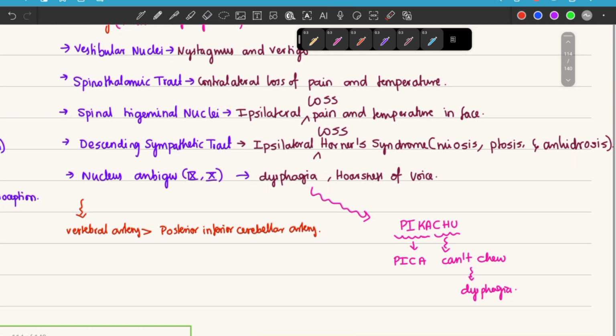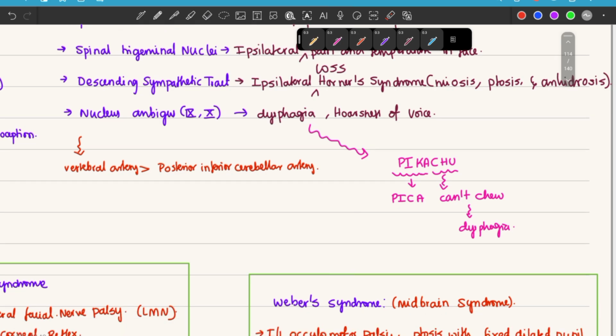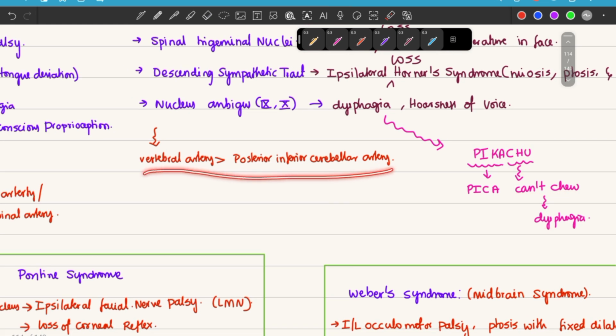When nucleus ambiguus is involved, that is 9 and 10th nerves, there will be dysphagia, hoarseness of voice. You can remember this by Pikachu. In our patient also, same thing you can remember. Pikachu means, Pika means same, posterior inferior cerebral artery. Chu means can't chew, that is dysphagia. When Pikachu comes in the question, that means the most common artery involved is the vertebral artery, but it's not given in the option. So posterior inferior cerebral artery is the answer.